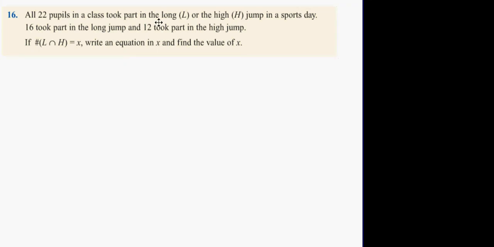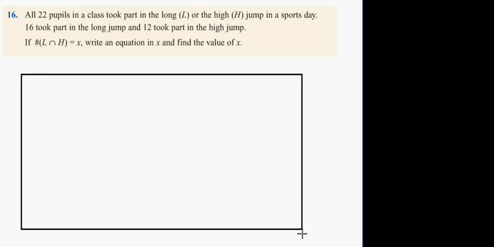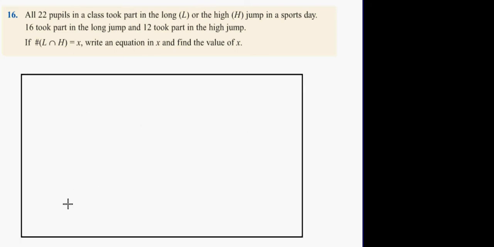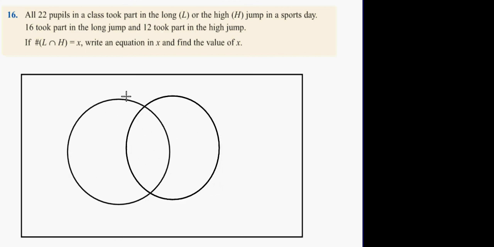How do I start this? Well, yes, there's 22 pupils. Yeah, but what do you usually draw? Oh, yeah, you draw a Venn diagram. Good man. So Venn diagram starting off. And then the universal, you put U. Yeah. The rectangle, and you put 22 in there. Yeah, so there's 22, and then you put L and H. Yeah. Circle. And then, so it's 16 minus X in L.